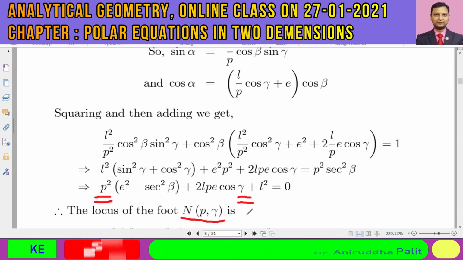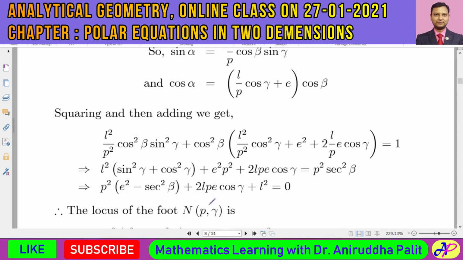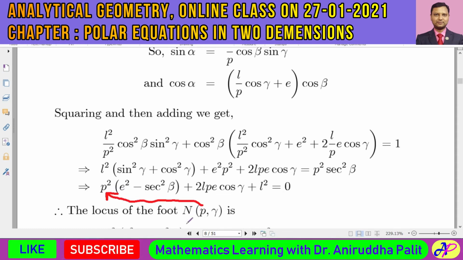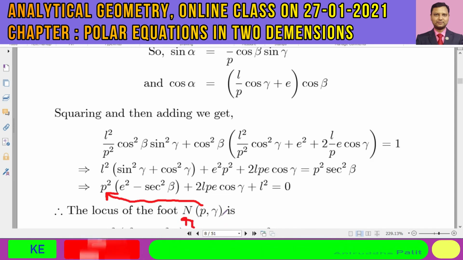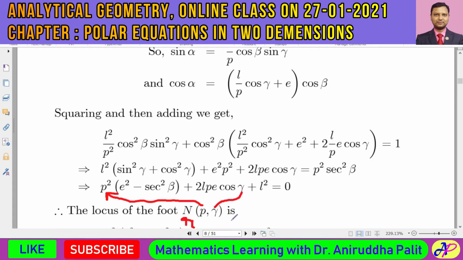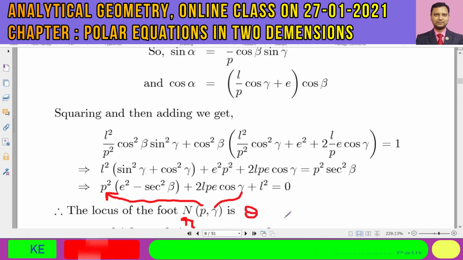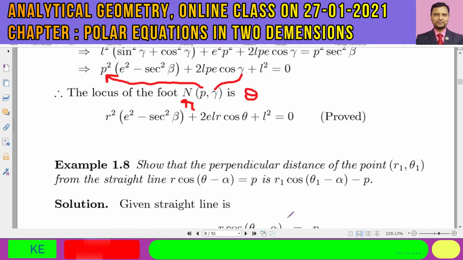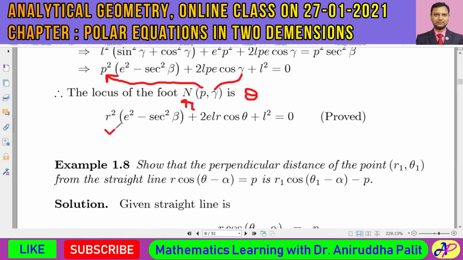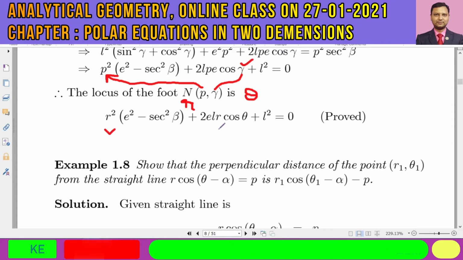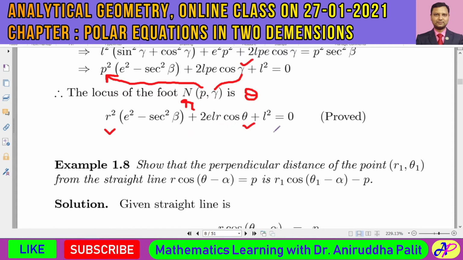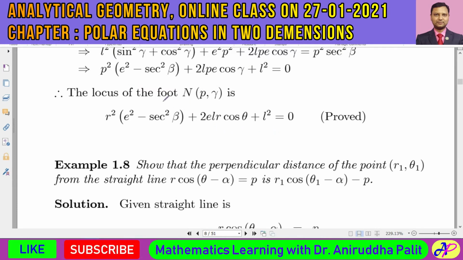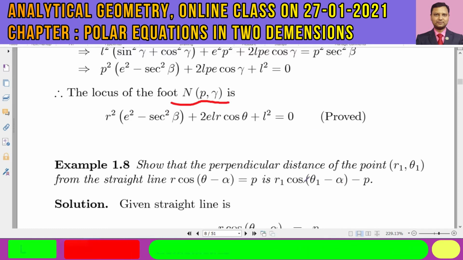So how do we determine the locus of this point? This P should be replaced by r, and this gamma should be replaced by theta. Everything will be converted in terms of r and theta, and you will get the locus. Therefore, just putting P equal to r and theta in place of gamma, we get the locus of the point N. In this way, we will be able to find the locus of the point N.